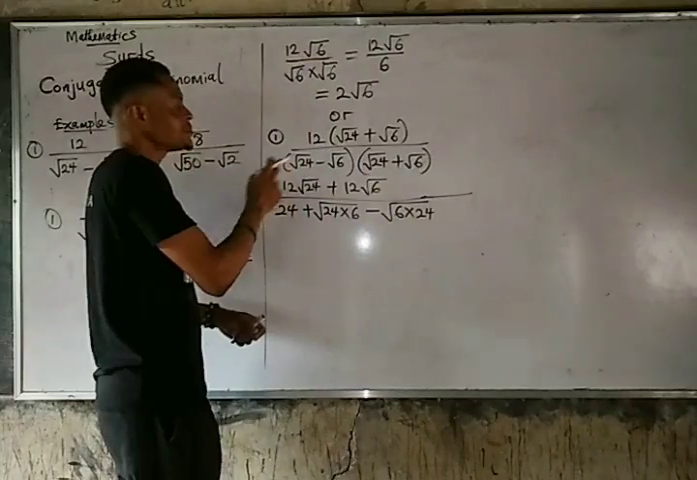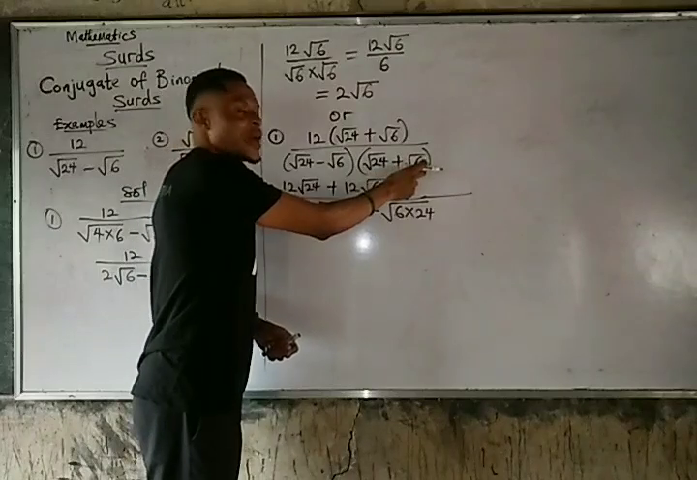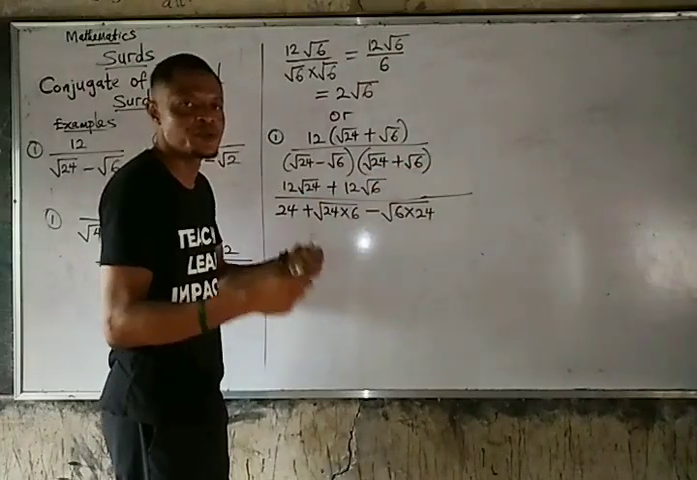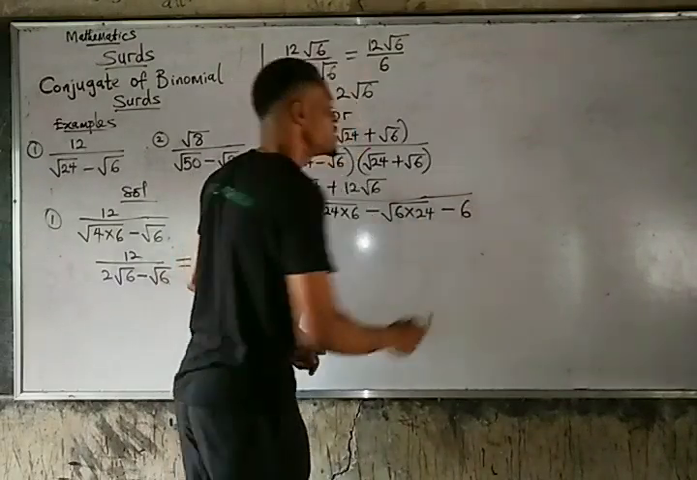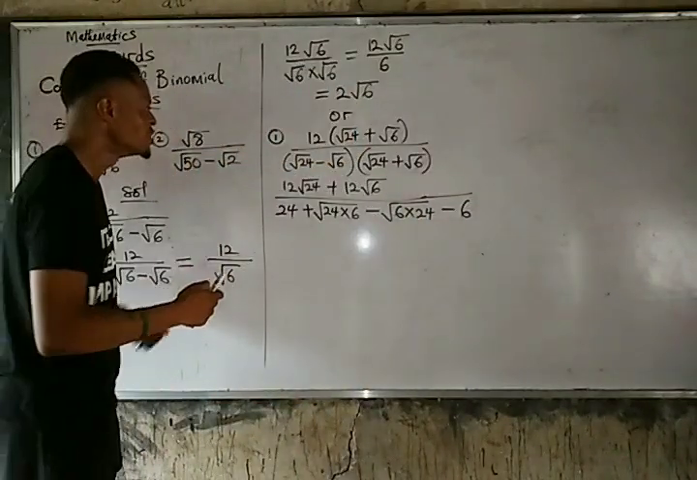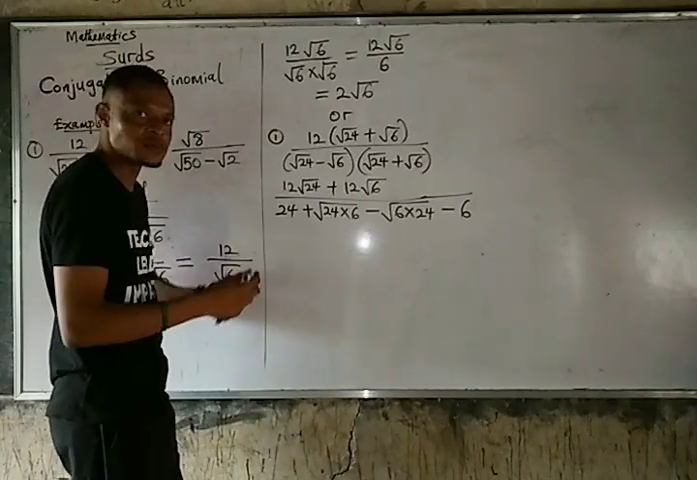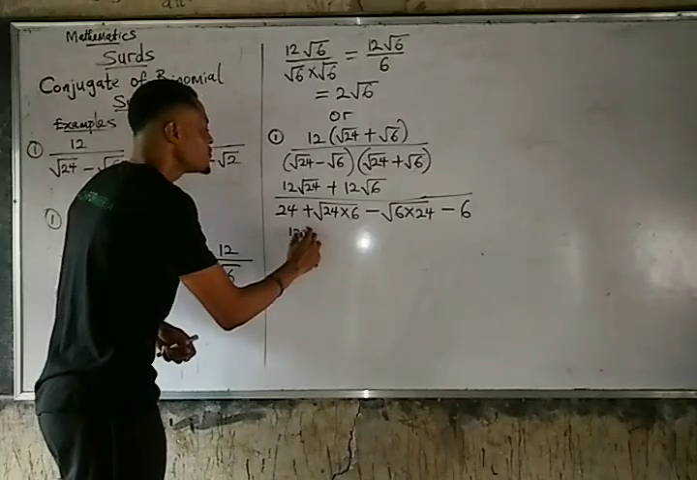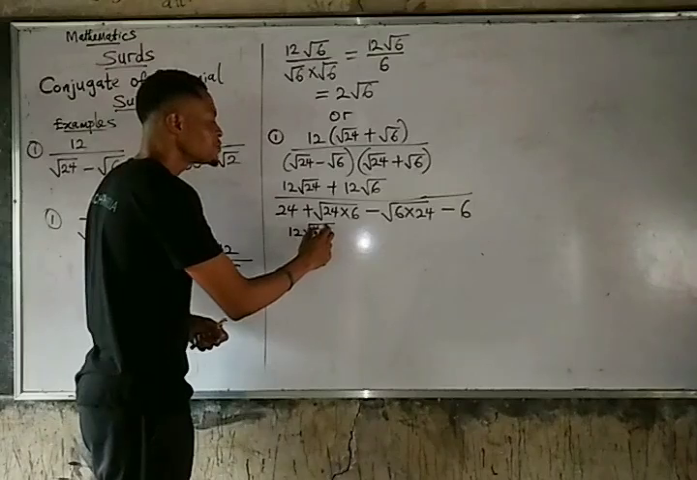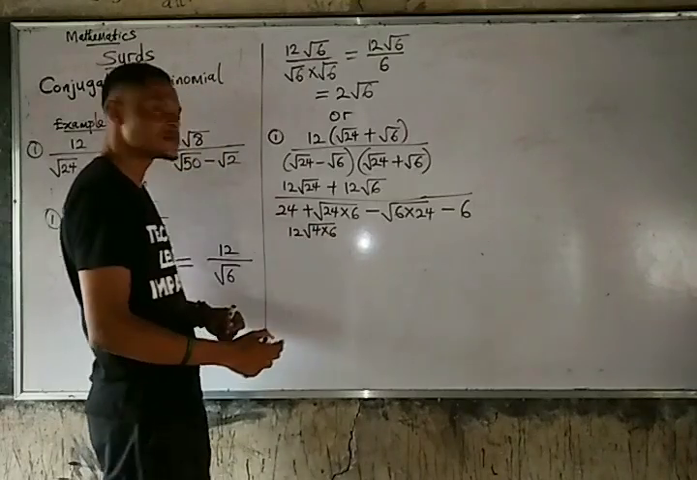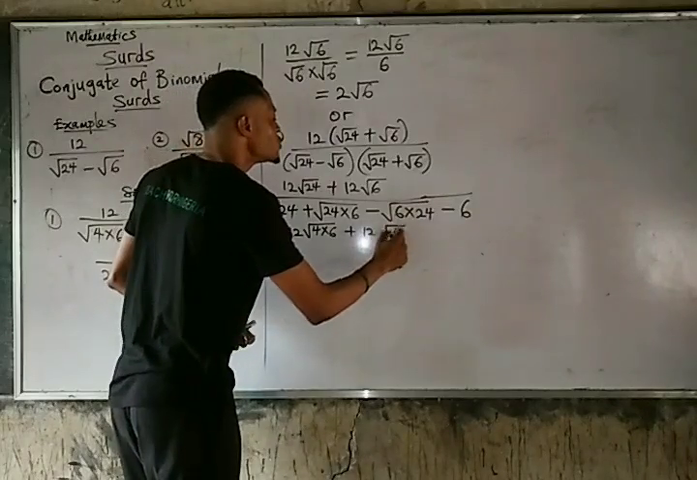And finally, minus root 6 multiplied by plus root 6. Minus times plus, we have minus. So root 6 multiplied by root 6, we have minus 6. On to the next step. This is root 24. We can break it down by saying 12 root 24 is still the same thing as 4 multiplied by 6. And for this, we see our 12 root 6.